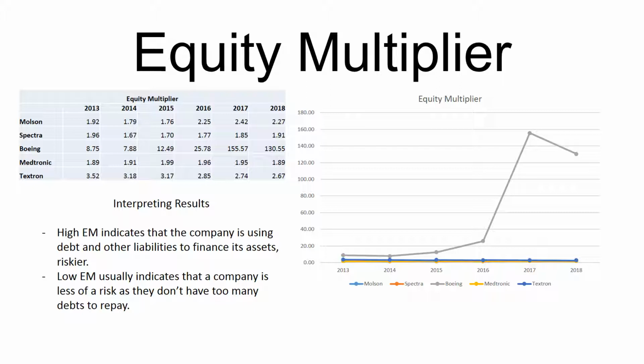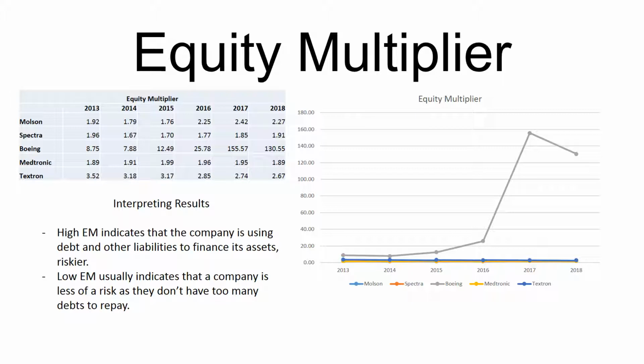On the other hand, we can see that a low equity multiplier usually indicates that a company is less of a risk as they don't have too many debts to repay. And this is pretty much what we want. We want a company with the lowest equity multiplier possible, and this will give them more room to repay us back whenever we give them a 5 year loan for $500,000.